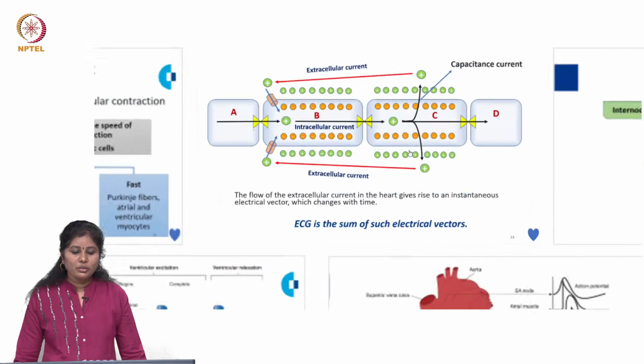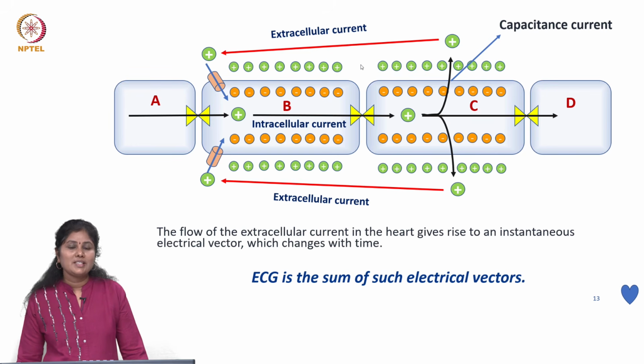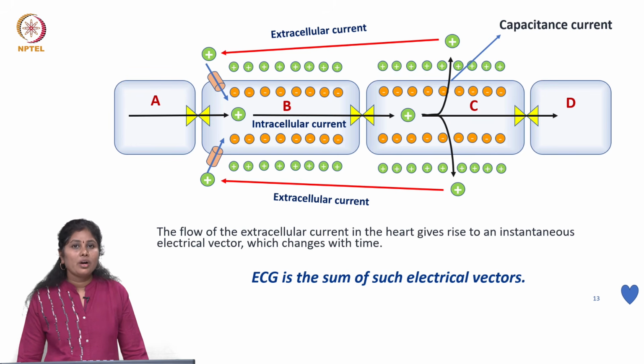Next we saw about the production of this extracellular current, that is when the wave of depolarization spreads from one cell to another cell as intracellular current, an equivalent wave of depolarization will spread in the opposite direction. This forms the extracellular electrical vector, and the ECG is nothing but the sum of all these electrical vectors recorded at one particular plane at one particular point.